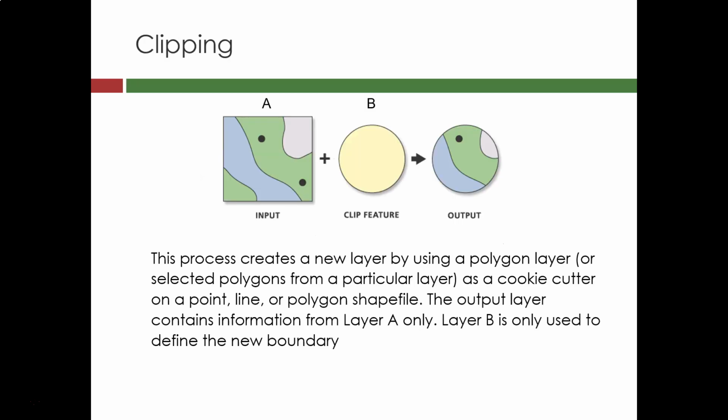Clipping. This process creates a new layer by using a polygon layer, or selected polygons from a particular layer, as a cookie cutter on a point, line, or polygon layer. The output layer contains information from layer A only. Layer B, or the cookie cutter, is only used to define the new boundary.